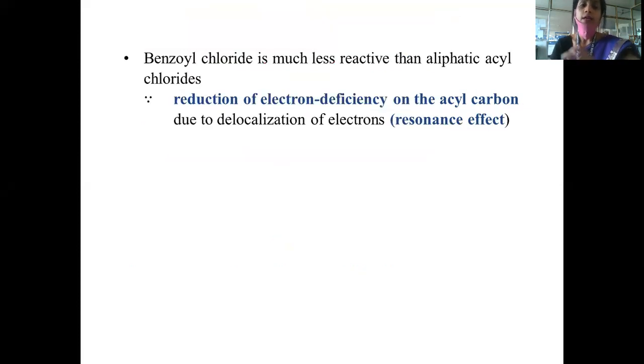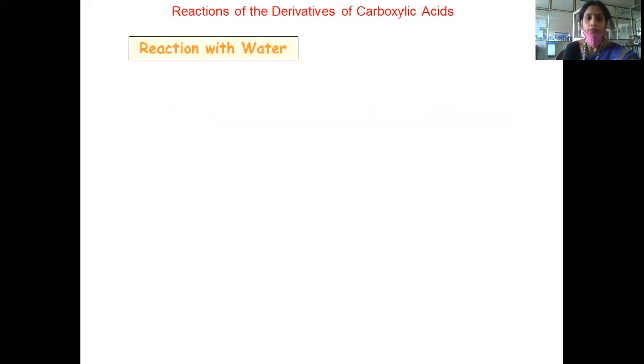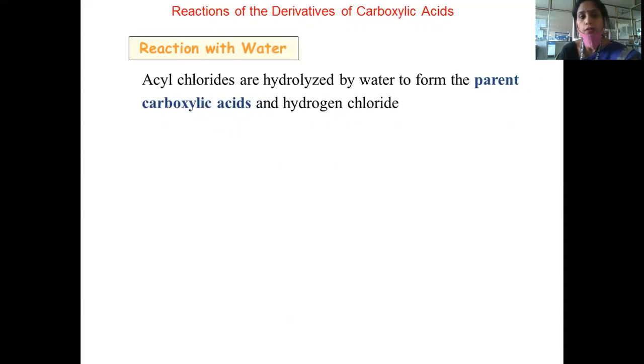Now, if we compare benzoyl chloride, the benzene derivative of the acid chloride, with the aliphatic member, we see that benzoyl chloride is much less reactive than the aliphatic acyl chloride. Why? Because of delocalization of pi electrons, that is the resonance effect. The molecule is more stable, so there is lesser electron deficiency for the nucleophile's attack. Now let us see some reactions of acid chlorides.